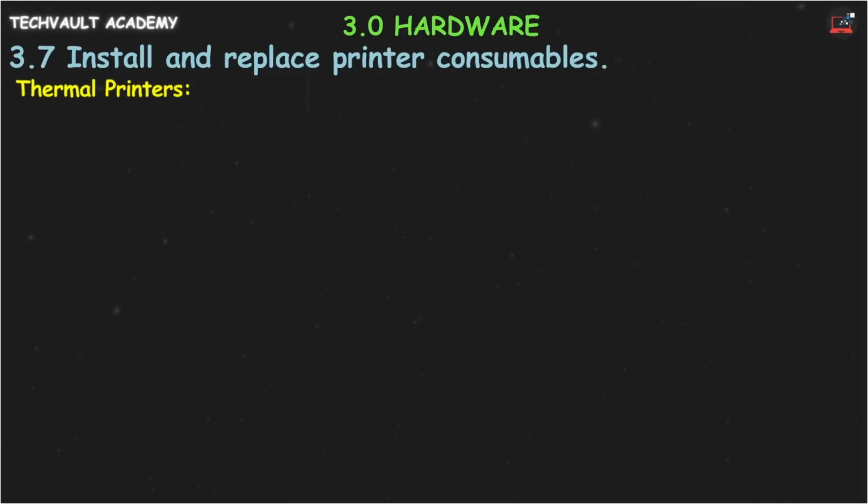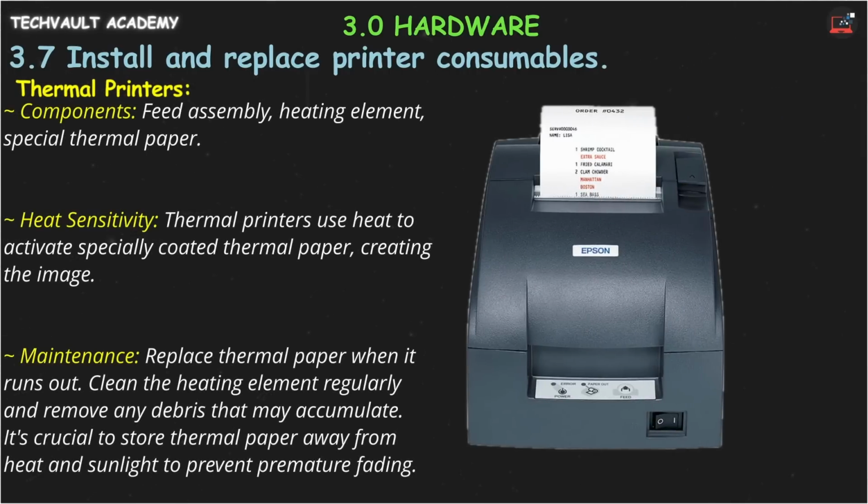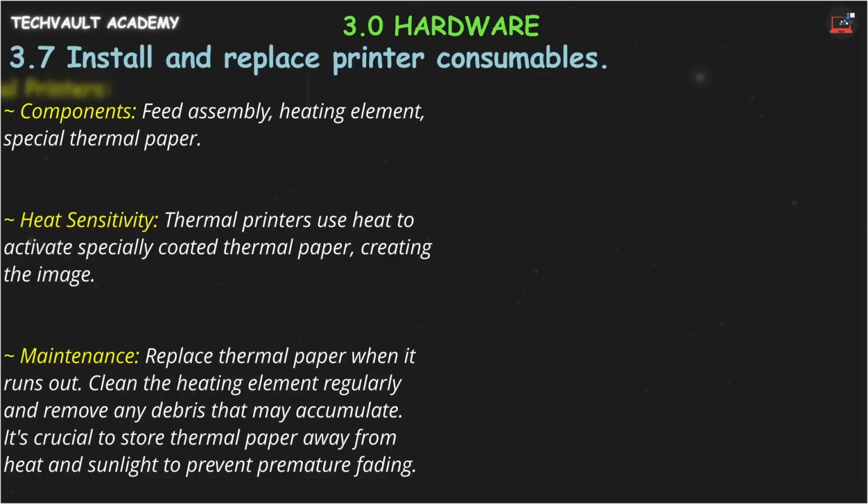Thermal printers. Components: feed assembly, heating element, special thermal paper, heat sensitivity. Thermal printers use heat to activate specially coated thermal paper, creating the image. Maintenance. Replace thermal paper when it runs out. Clean the heating element regularly and remove any debris that may accumulate. It's crucial to store thermal paper away from heat and sunlight to prevent premature fading.